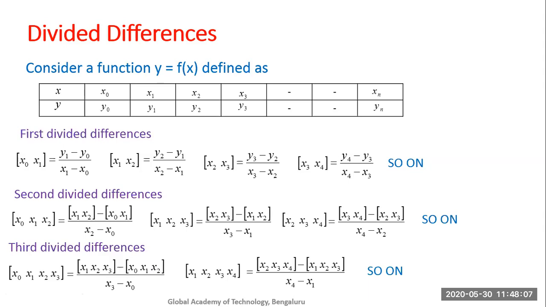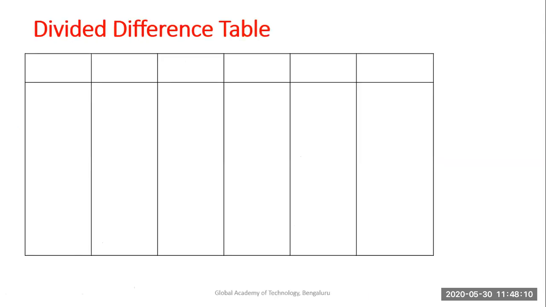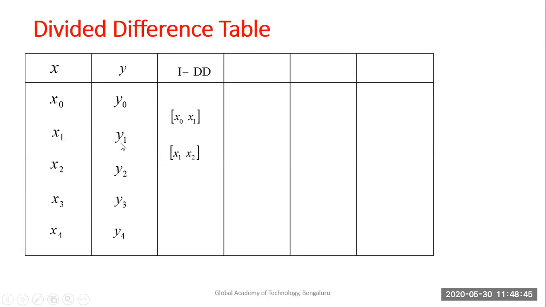Now let us put all this in the form of a table so that it will be clearer and you can understand a little better. So these are the values of x. I'll take up to x4 for explanation. Y values are y0 to y4. The first divided difference: see how to find it. So take y1 minus y0, divided by x1 minus x0. Remember the notation here. So x0, x1 is y1 minus y0 divided by x1 minus x0. That gives you the first value of the first divided difference. So x1, x2 will be y2 minus y1 divided by x2 minus x1.